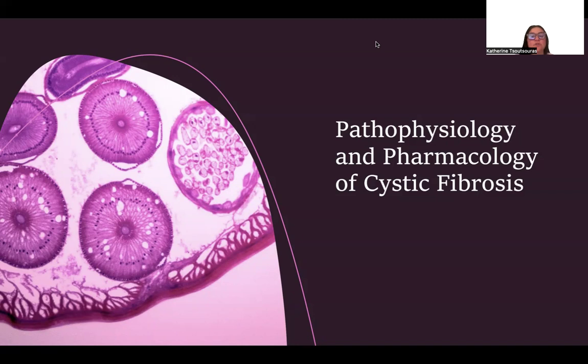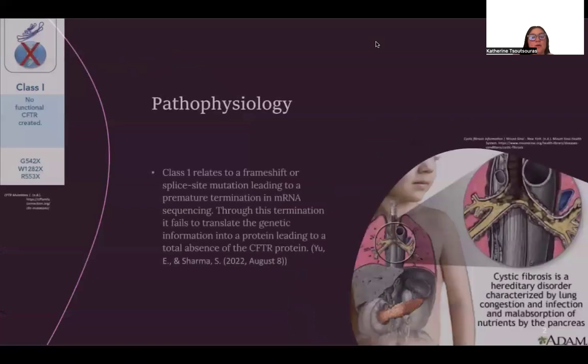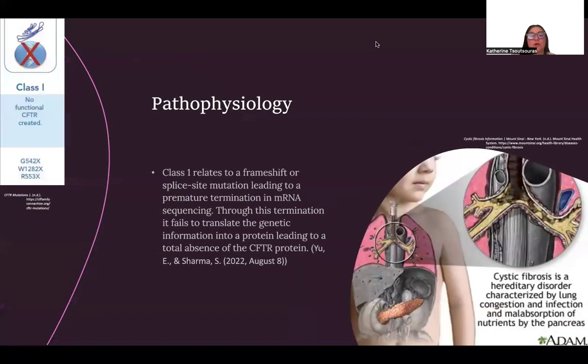Pathophysiology and Pharmacology of Cystic Fibrosis. Cystic fibrosis is a chronic progressive autosomal recessive disease.